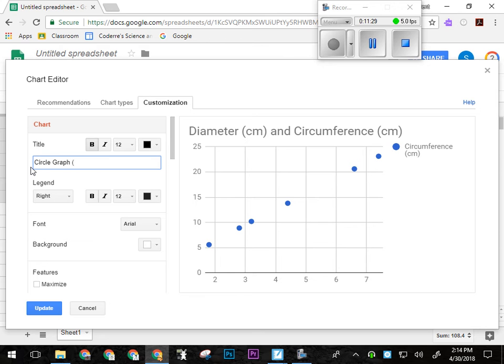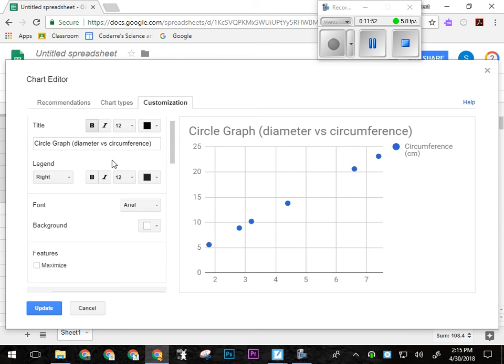And then I might write diameter versus circumference. Okay, and if I click away from that, you'll see that it'll update the title up here. So if I click anywhere else, it changes it. All right, then I'm going to go down here where it says legend.